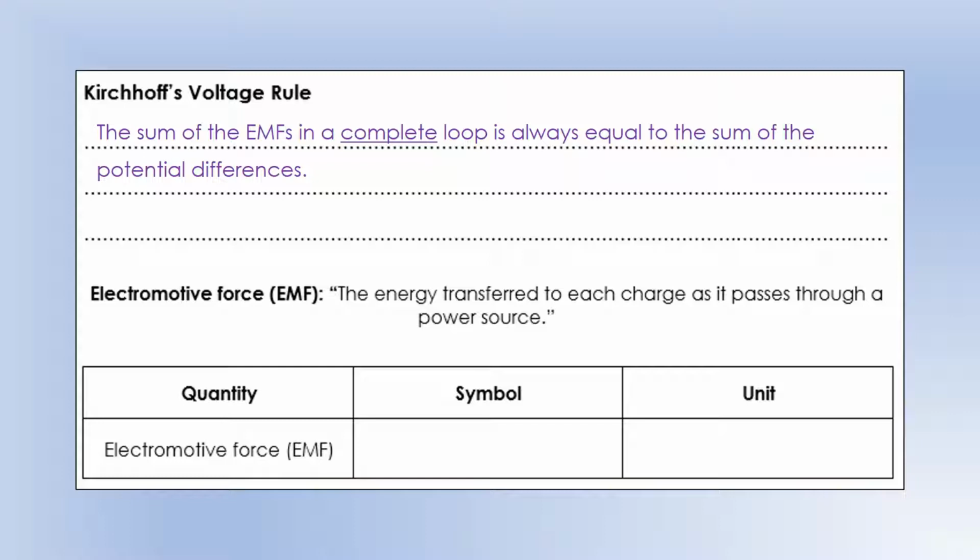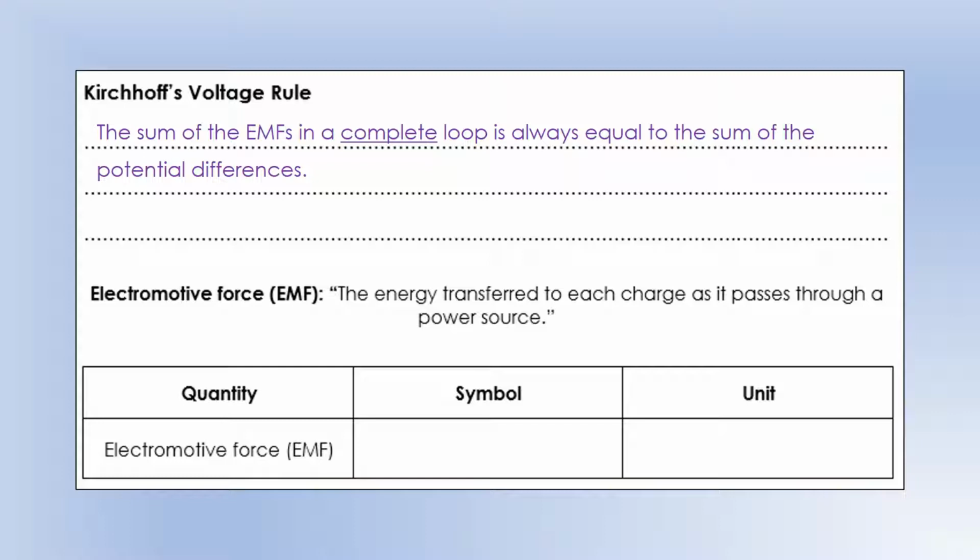So EMF is associated with power sources. EMF is the energy given to each charge that passes through a power source. And remember, potential difference is the energy transferred from a charge as it goes through a component. So EMF and potential difference are essentially the opposites of each other. EMF is giving charges energy, potential difference is kind of taking it away.